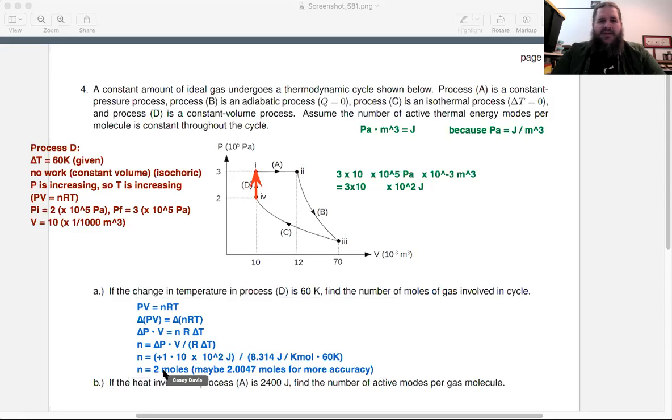And of course, that's not going to change in the process because this is presumably a sealed system. We're not allowing any gas to enter or leave. Any questions on that so far?